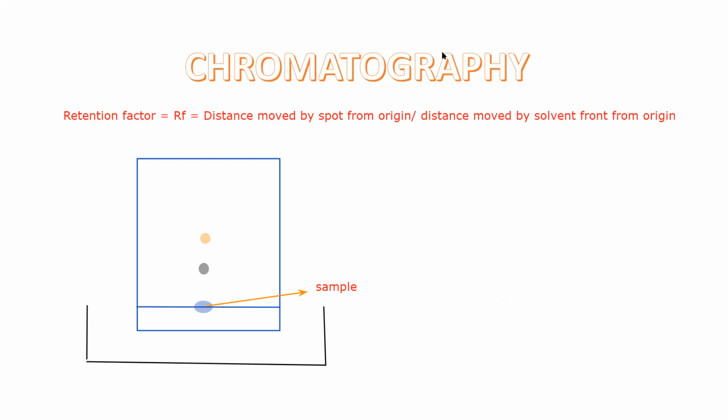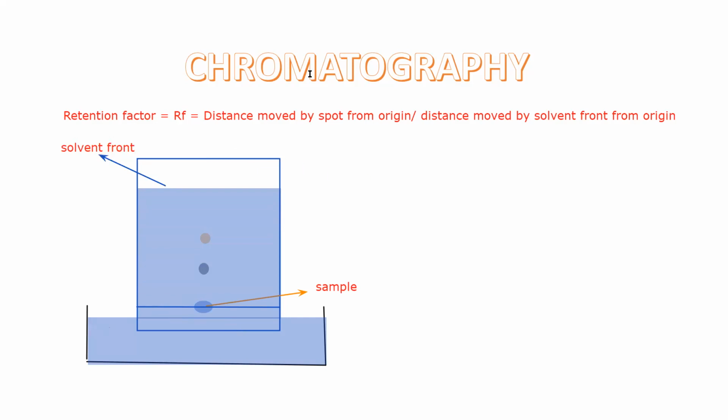And how do we calculate this? For example, if this is the solvent, originally the solvent level should be below the origin. When we start the experiment, the solvent level should be below the origin, otherwise the sample will dissolve directly in the solvent. So the paper will soak up the solvent, and it will rise. As the solvent rises, the sample also rises with the solvent, and at a certain point it will stop. The last point where the solvent rises is known as the solvent front.